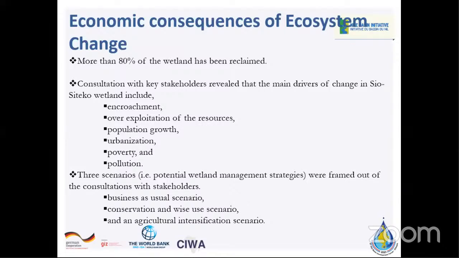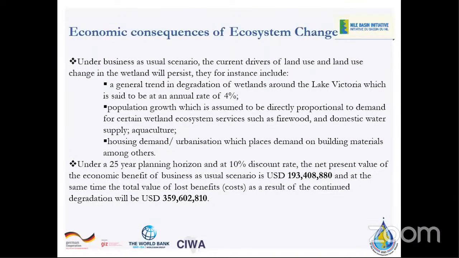Three scenarios were identified. The scenarios here are basically the potential management strategies for managing the wetland. One is business as usual. That is the way business is being done now, the current scenario. And then there is a proposed wetland management plan. We are calling it here the conservation and wise use scenario. Then we also explored the more usually tempting way of harnessing the wetlands, that is agricultural intensification. That was also considered as one of the management strategies. And this is how each strategy panned out.